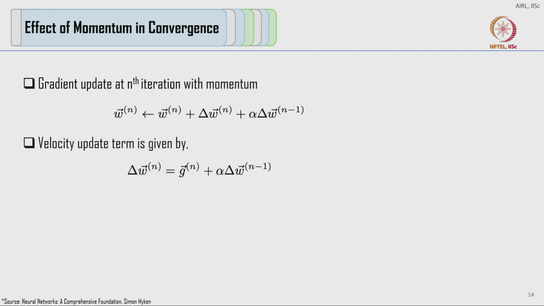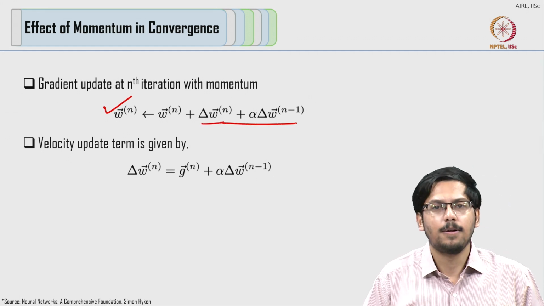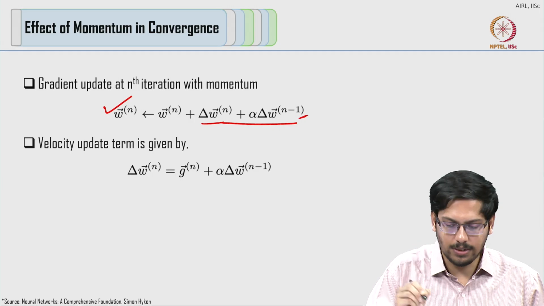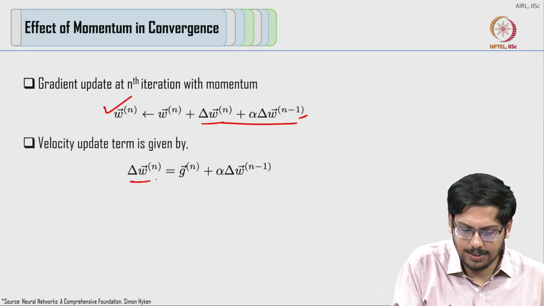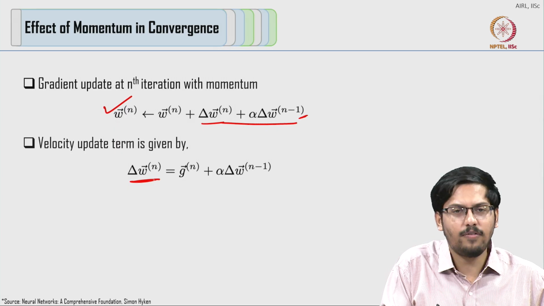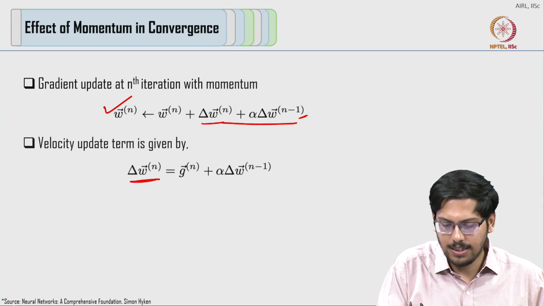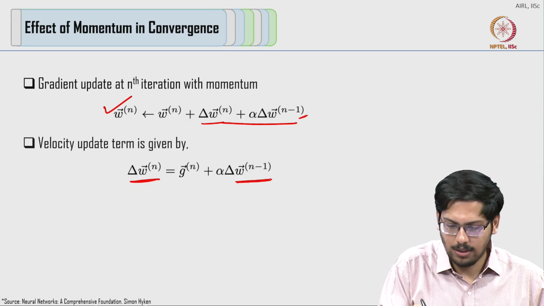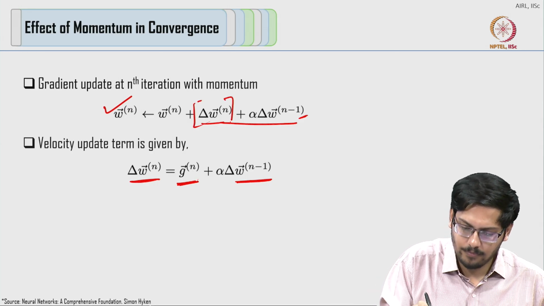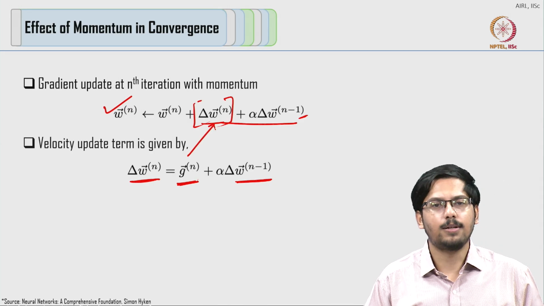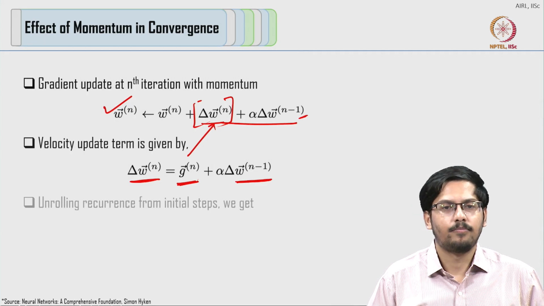So at the nth iteration, the gradient update with the momentum is given as this equation, which is Wn plus delta W plus alpha times delta W at the n minus 1th iteration. Now let's look at the velocity update term, which is delta W. It is given as g of n plus alpha times delta W at n minus 1. So g of n is actually our delta Wn, right.